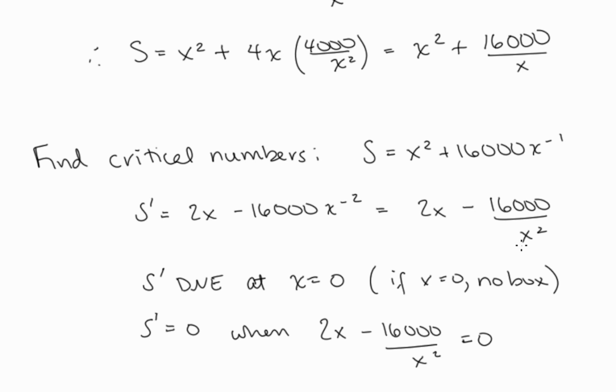So looking for critical numbers, we notice that S prime does not exist when x is equal to 0. But if x is equal to 0, we're not going to have a box. That's one of the dimensions of the box. So if x is equal to 0, there's no box. This is not the solution we're looking for.